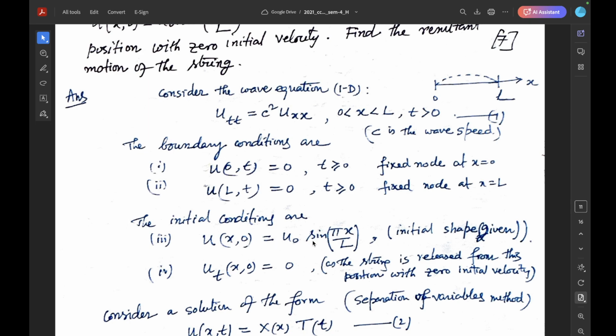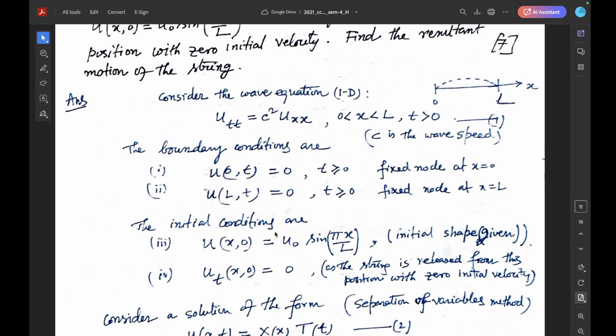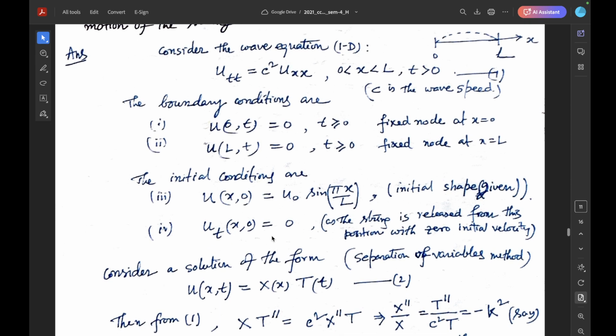u(x,0) = u0 sin(πx/L). This is the initial shape, given at t = 0. And u_t(x,0), that is ∂u/∂t, is equal to 0, as the string is released from rest at time t = 0. This is the zero initial velocity, where ∂u/∂t is the velocity. So this is the initial condition. Initial conditions mean t = 0, and for t not equal to 0 we have the boundary conditions.